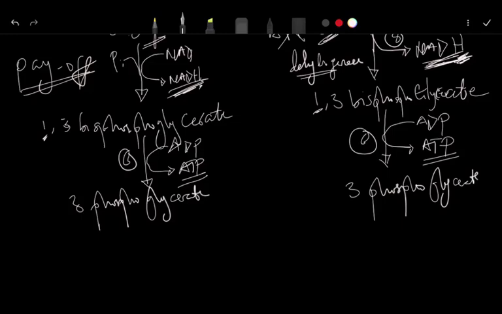Substrate level phosphorylation. Let me just spell it, considering space: substrate level phosphorylation. Are you there with me? So it's called what? Substrate level phosphorylation. Commonly asked question: the formation of ATP without involving the electron transport chain is called substrate level phosphorylation.